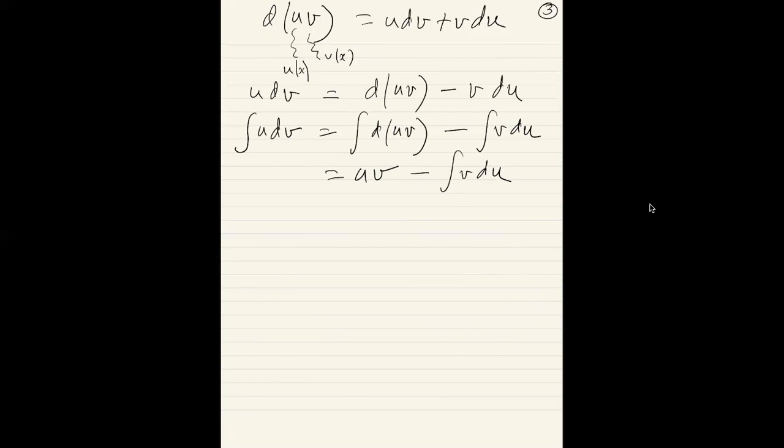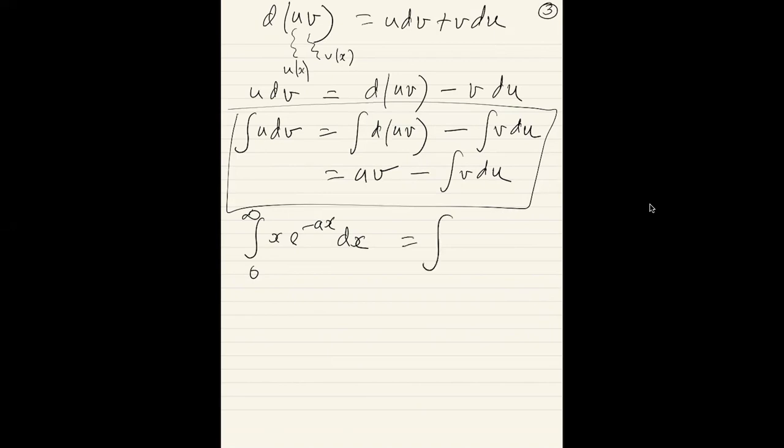This is a very useful result, and this is the integration by parts formula. For example, let's consider the integral 0 to infinity x e to the power minus ax, and you could do it for definite and indefinite integral also. Here we are doing it for definite. Let's try to calculate this integral by using the integration by parts formula.